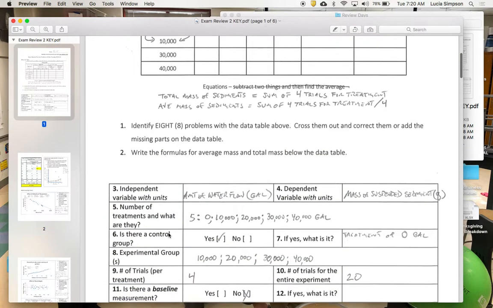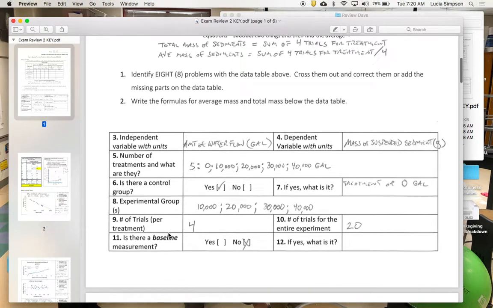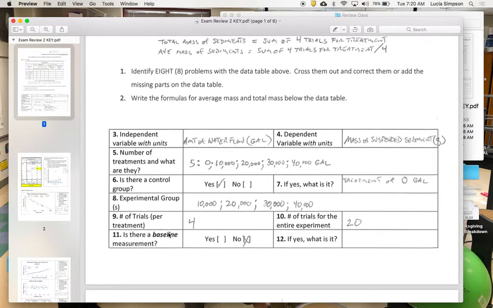Moving on. From this data table, you're able to glean a lot of information about your experiment. So first we see that our independent variable is the amount of water flow in gallons. The water flow is affecting the amount of sediment in that water, so the mass of the suspended sediment in grams. Notice that that word suspended is important because we are not collecting the sediment from the bottom of the stream.